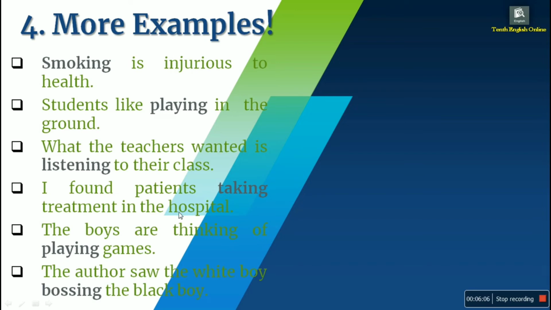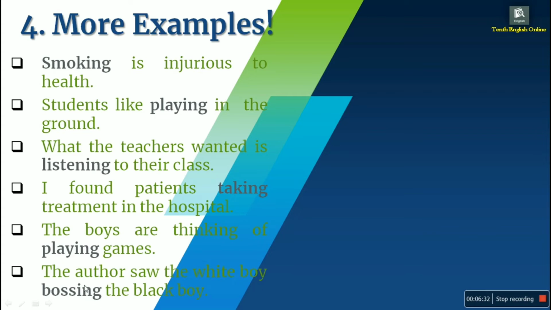The boys are thinking of playing games. Thinking is a gerund. It is acting as the object of the preposition. Preposition here it is of. Okay. Next, the author saw the white boy bossing the black boy. The author subject, saw verb. The white boy is the object. Bossing. So it is acting as the complement of the object.